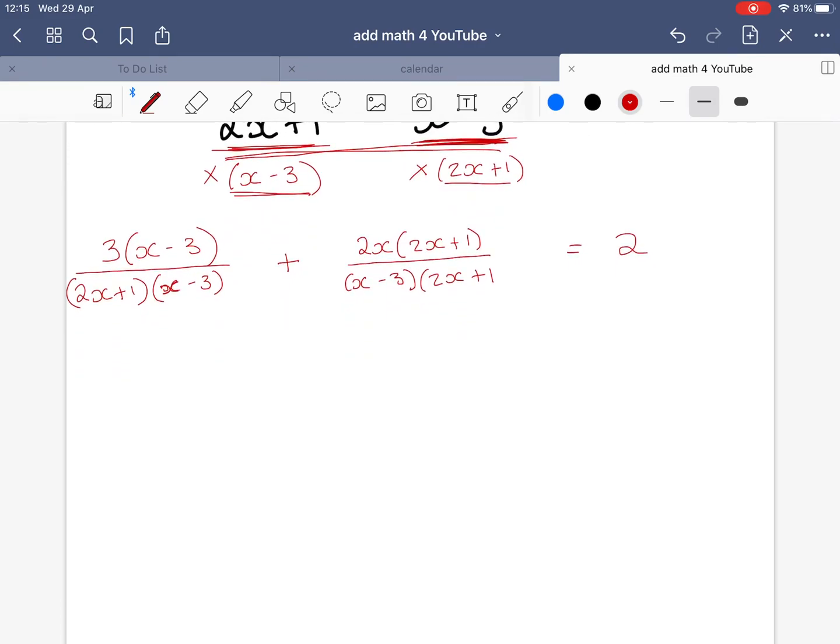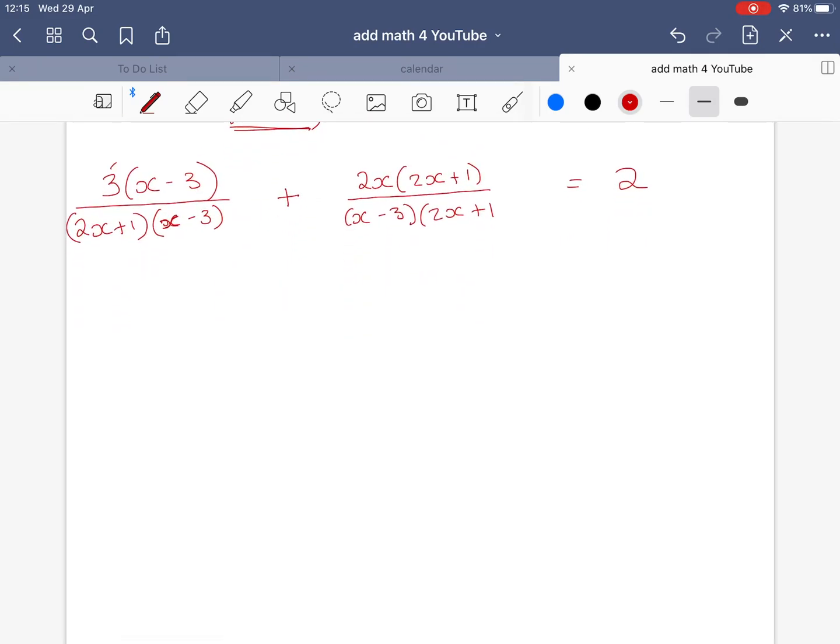I'm not doing anything with that 2 at the moment. So now I just want to expand things. So 3 times x, that gives me 3x, and 3 times minus 3 gives me minus 9. On my denominator, so if we use FOIL, I'm going to do my first ones. So 2x times x is 2x squared. My outer ones, so 2x times minus 3, that's minus 6x. My inner ones, so 1 times x is 1x. And my last ones, 1 times minus 3, is minus 3. And so that's expanded all that.